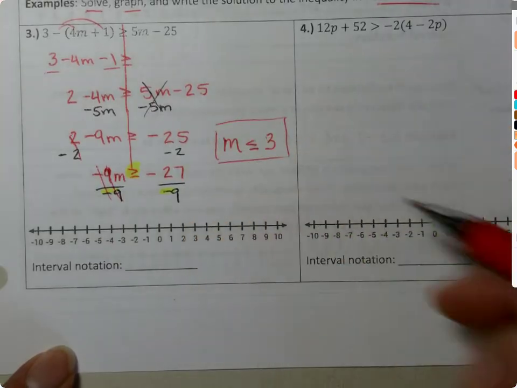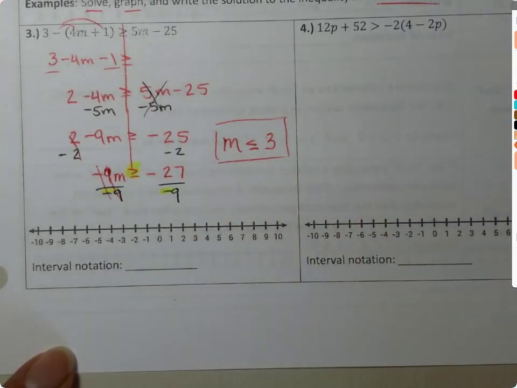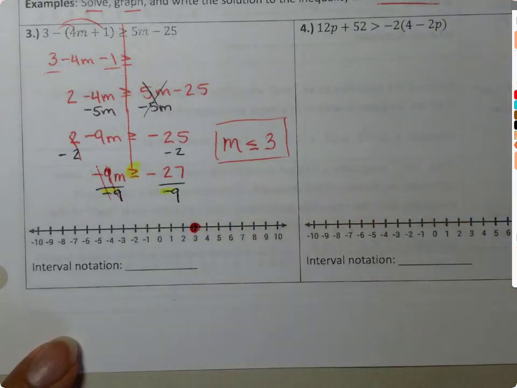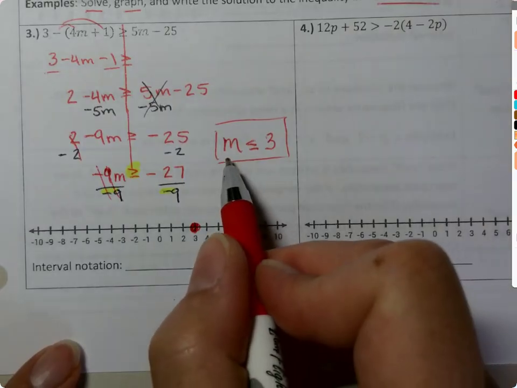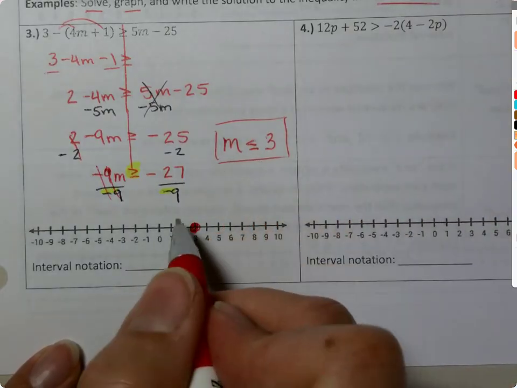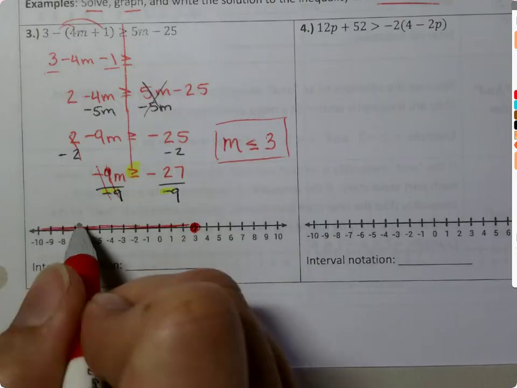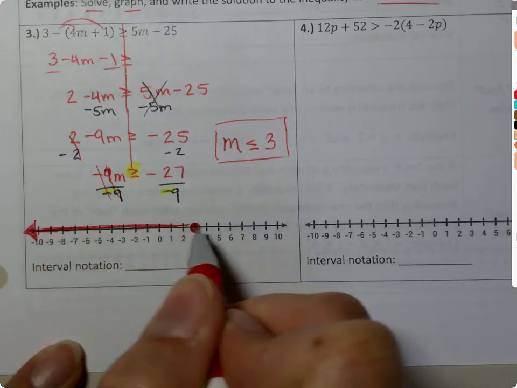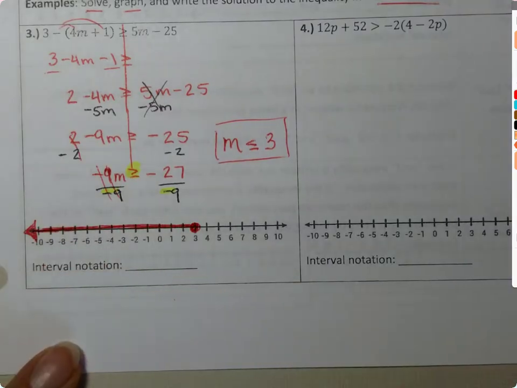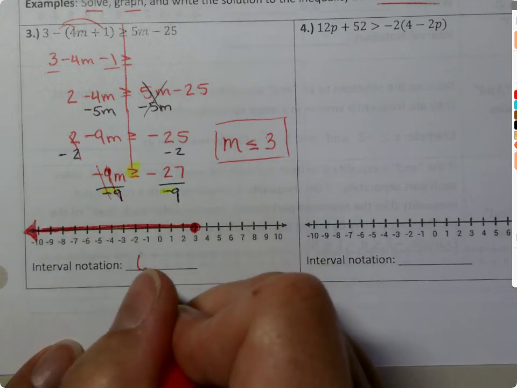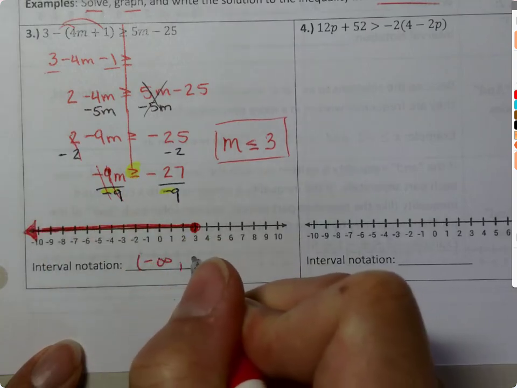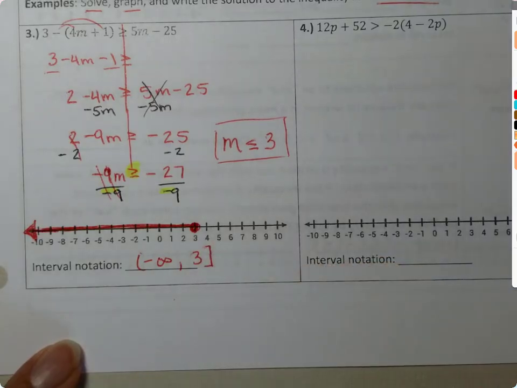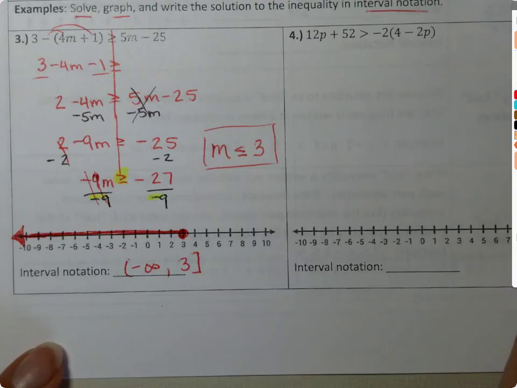This is my answer as an inequality. I need to graph it. So open or closed circle at 3, closed, and shading left or right. It says m is less than or equal to, so we should be shading to the left. Now, you could have solved this differently. We should get the same outcome. All right, interval notation. What's the low? What goes forever? So negative infinity, 3, and what goes on the 3? Bracket. Okay, so let's check out the next one.